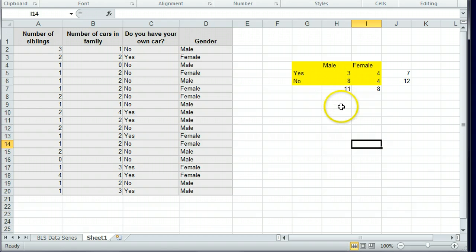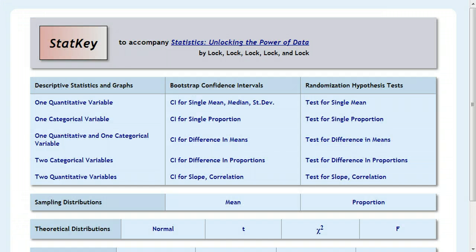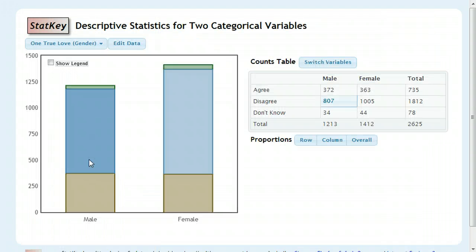So let's go ahead and try doing it this way first, and then we'll come back and try it with the raw data and see what the raw data looks like. So if we go to StatKey, we are dealing with 2 categorical variables. So we're going to go ahead and click right on 2 categorical variables. You'll see it's preloaded with data, and it has that basic format that we were just talking about, some sort of grid or table pre-laid out for us.